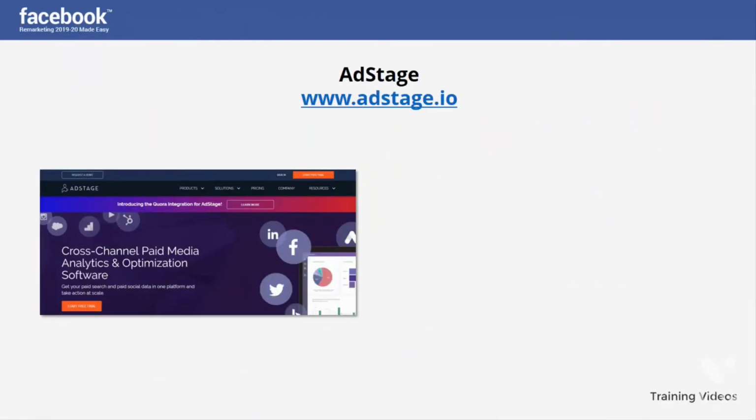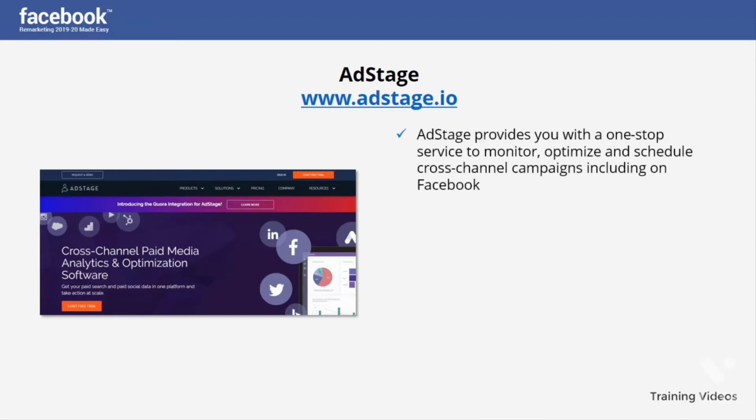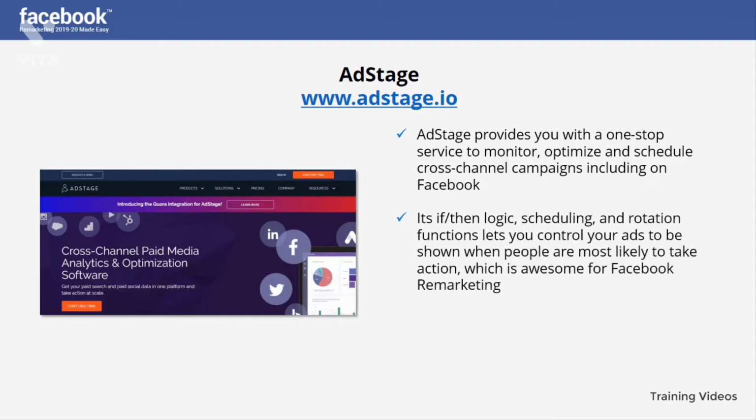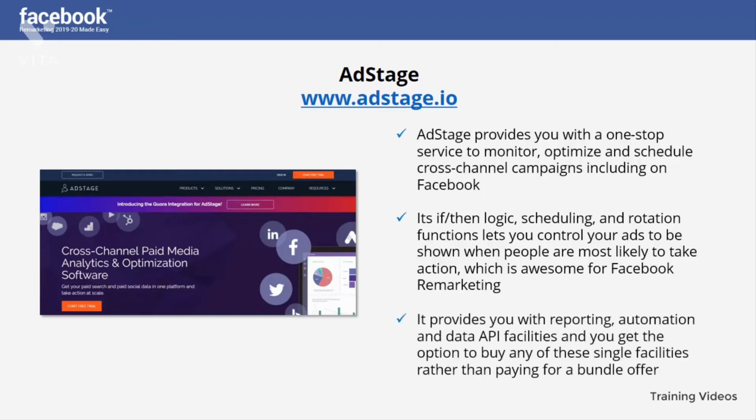AdStage. www.adstage.io/. AdStage provides you with a one-stop service to monitor, optimize, and schedule cross-channel campaigns, including on Facebook. Its if-then logic, scheduling, and rotation functions let you control your ads to be shown when people are most likely to take action, which is awesome for Facebook remarketing. It provides you with reporting, automation, and data API facilities, and you get the option to buy any of these single facilities rather than paying for a bundle offer. However, the price for the product bundle starts from $838 per month.